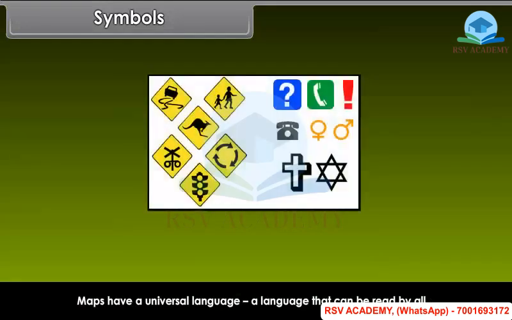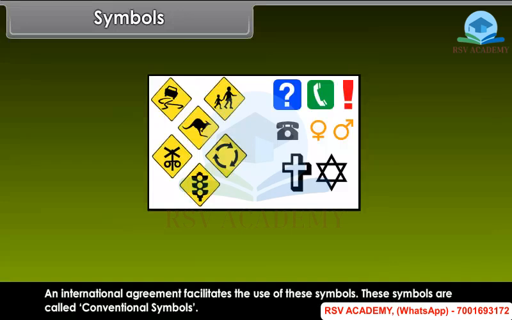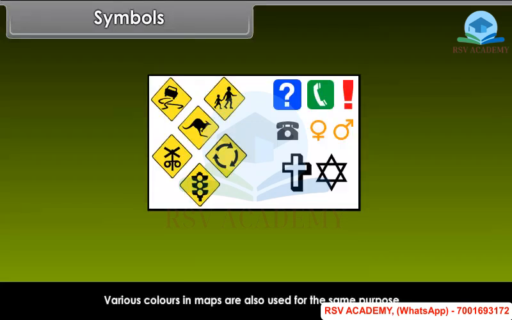Maps have a universal language, a language that can be read by all. An international agreement facilitates the use of these symbols. These symbols are called conventional symbols. Various colors in maps are also used for the same purpose.